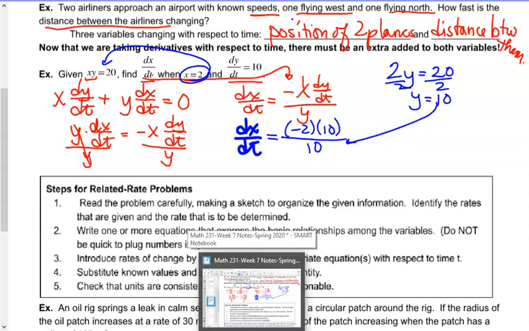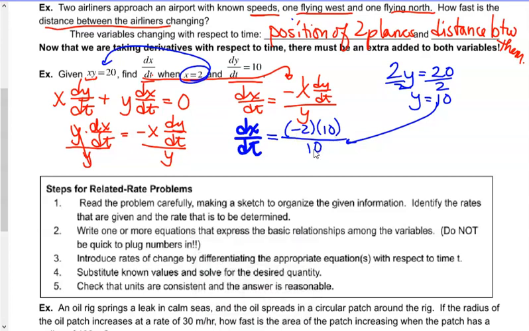And so when I do that, simplifying this fraction, negative 20 over 10, gives you negative 2, or you can think about canceling out the 10s. Negative 2 would be our answer for dx over dt. Okay? All right, very good. So that's just kind of a warm-up problem in a sense.